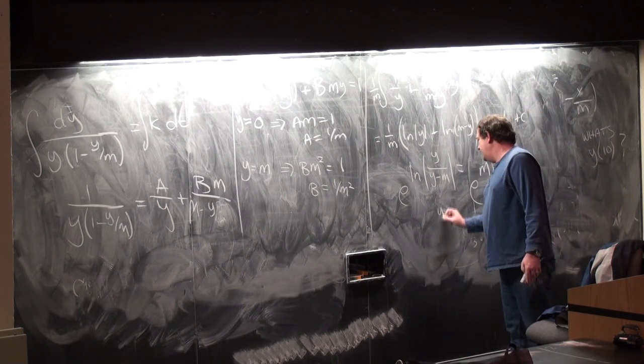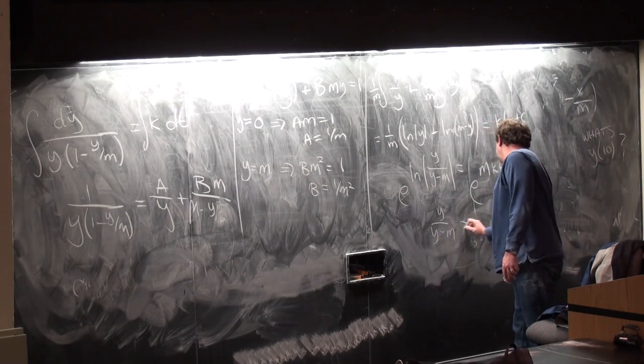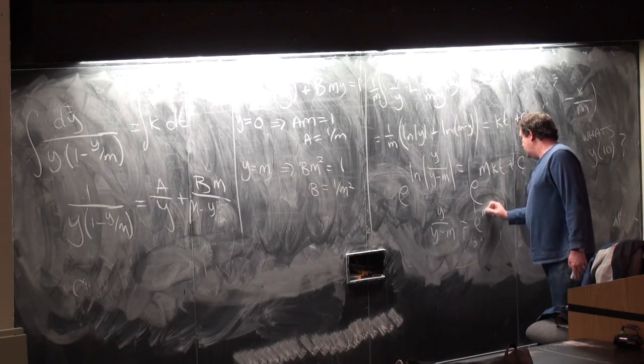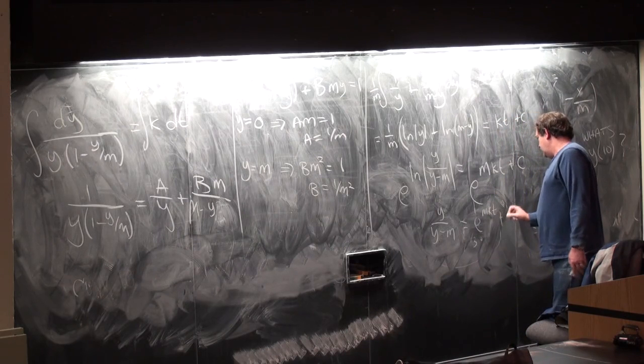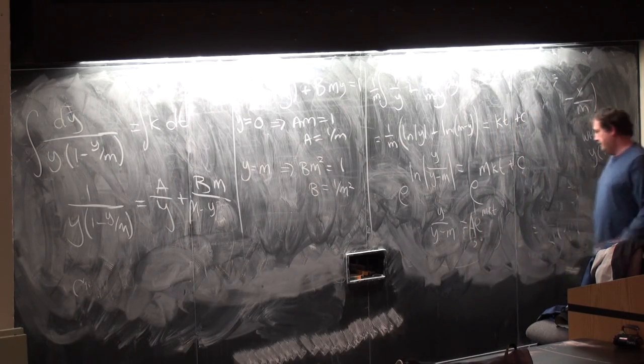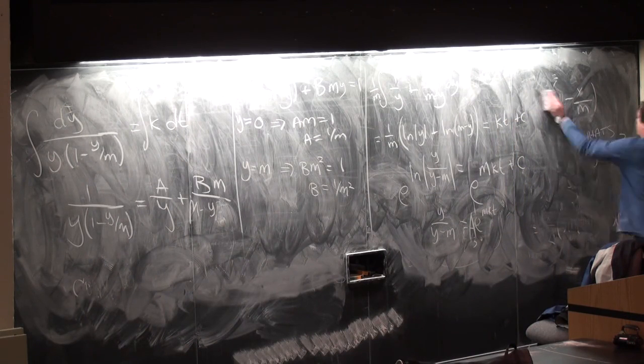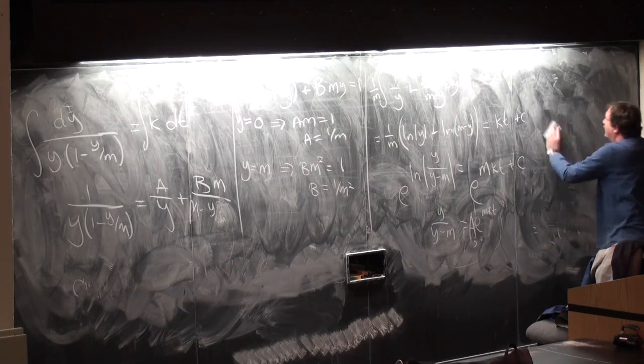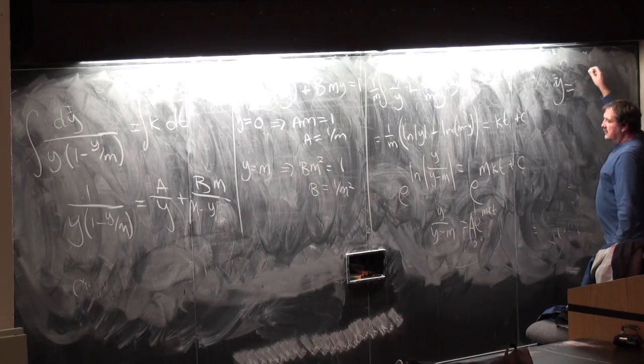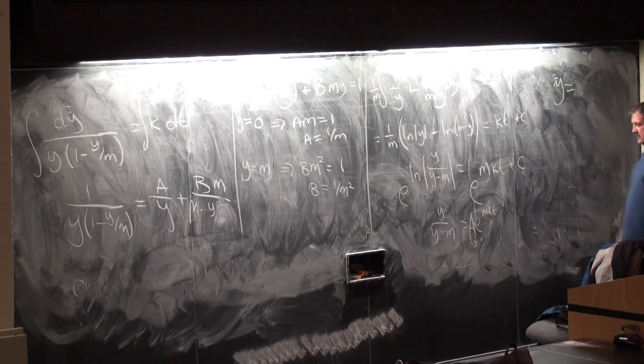So I have y over y minus m is A e to the mkt. And now I'm going to solve for y, and you have to do some dancing around to solve for y, right? You cross multiply and so on, and you should get something that I already forgot. Y equals, I don't know. I think this is right, isn't it?